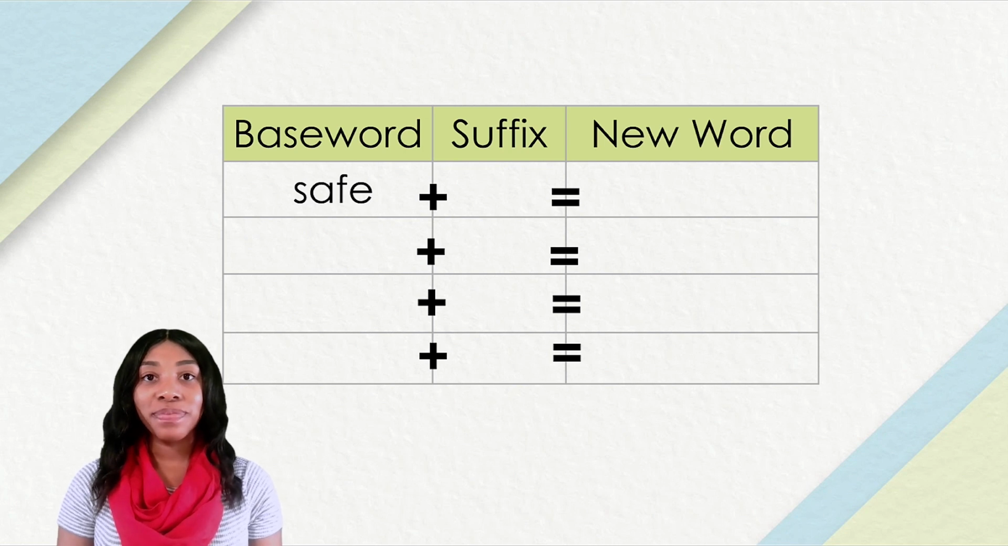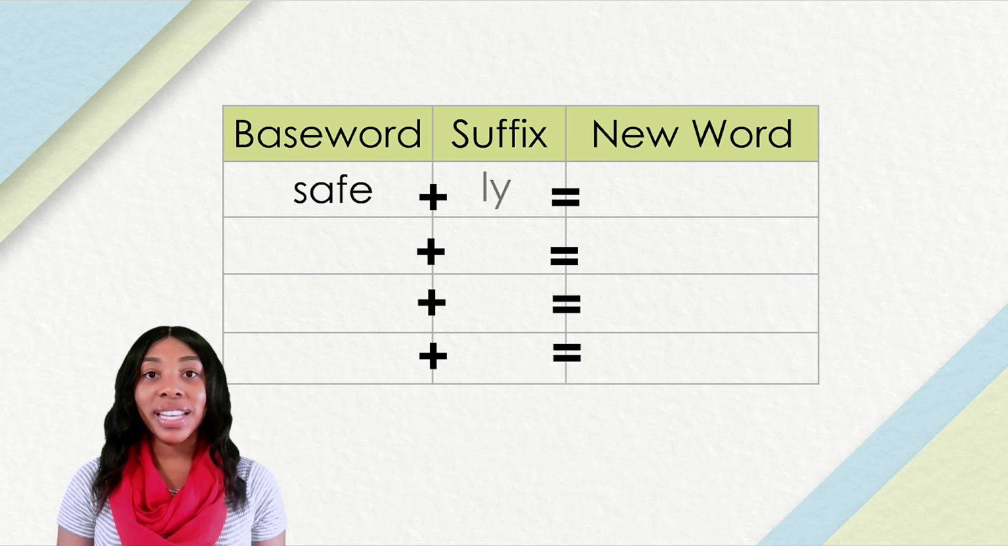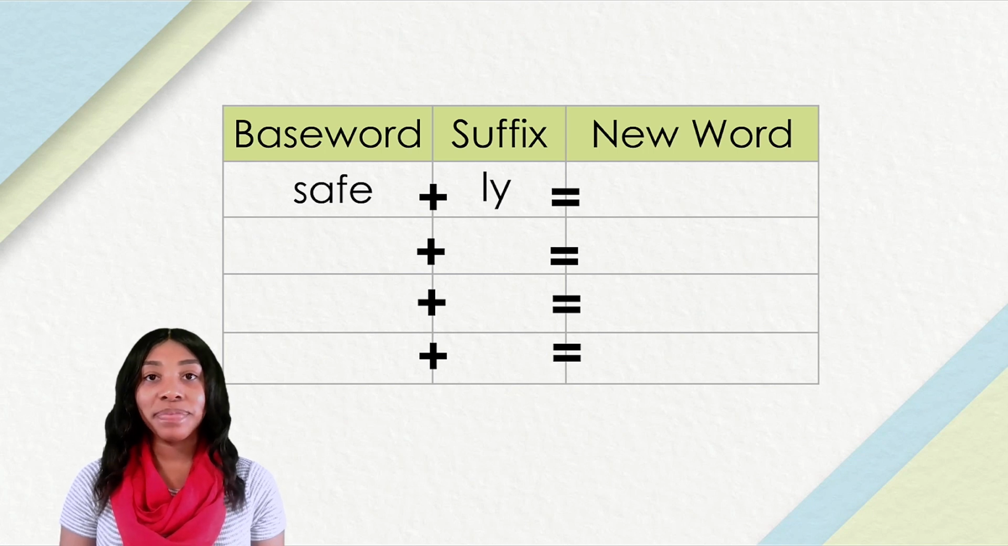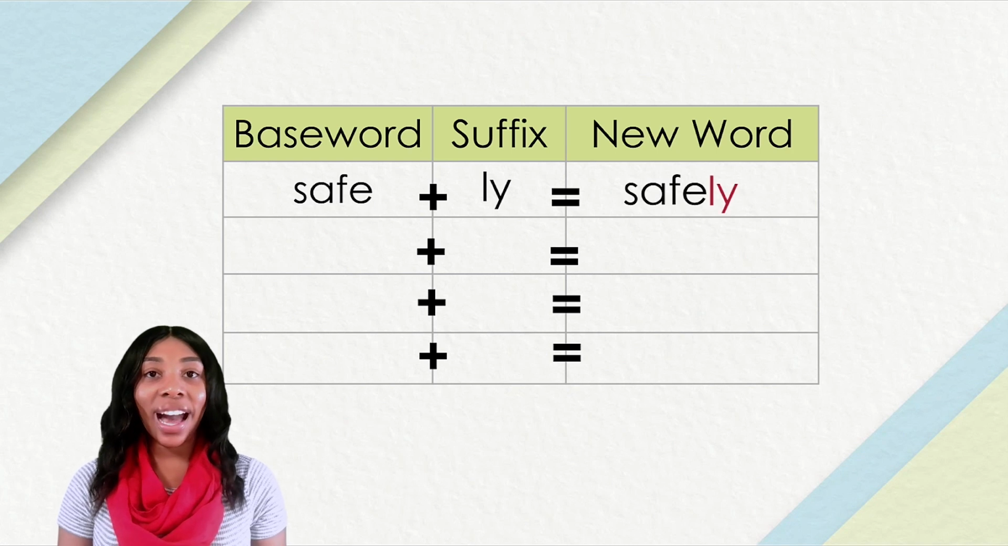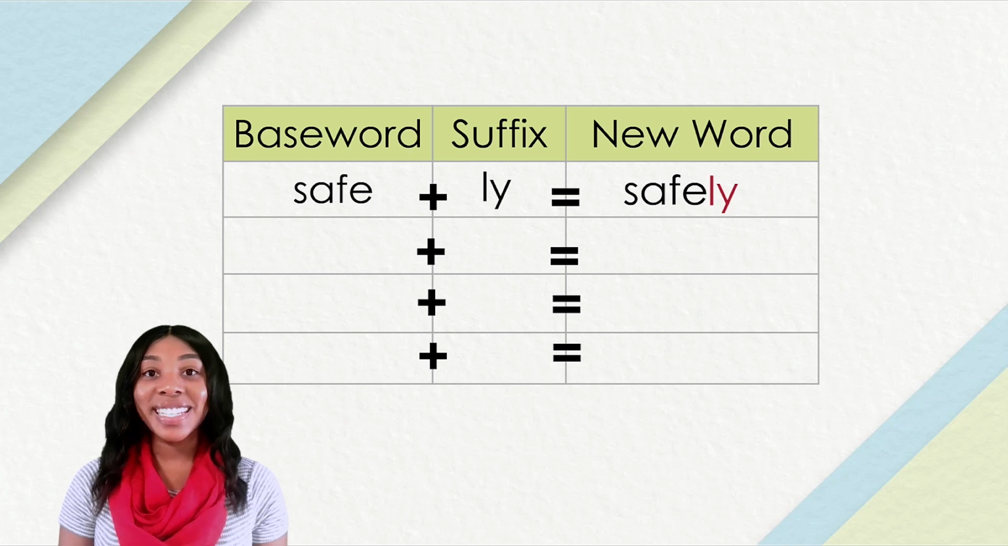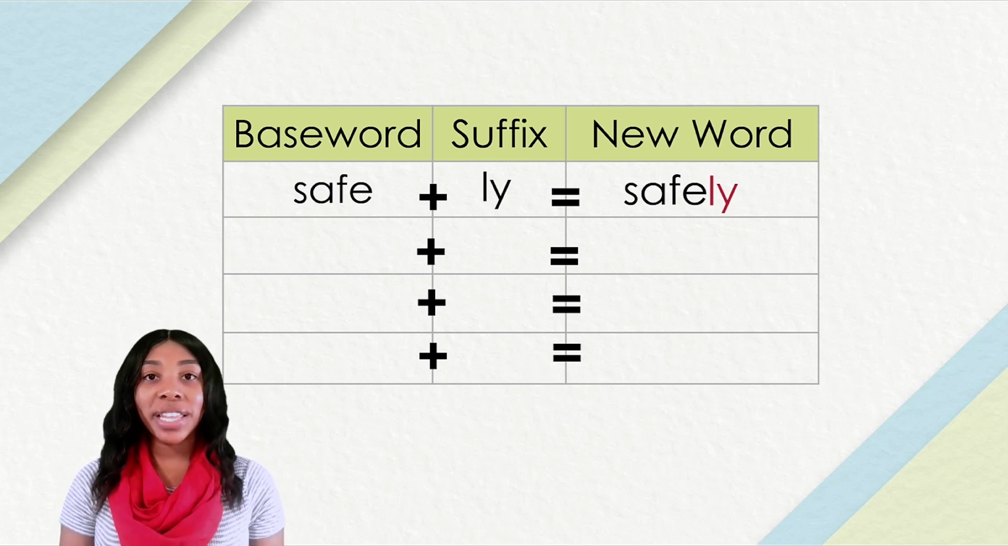Here we go. Our first base word is safe. The suffix is ly. When we put these 2 parts together, what new word do we make? Safely. How did the suffix change the meaning of the base word? It makes the word mean in a safe way. Go ahead and write the word safely on your paper.